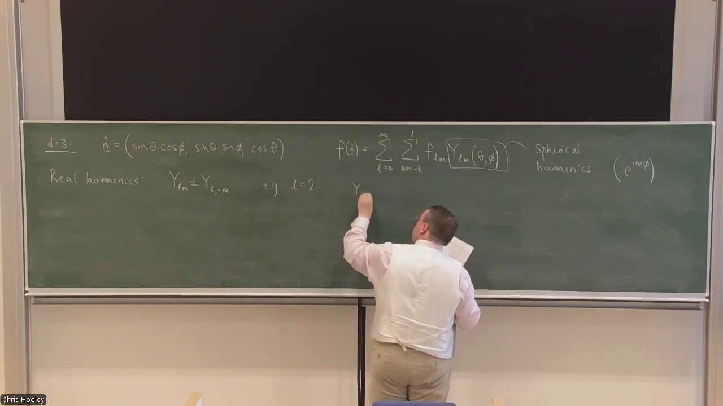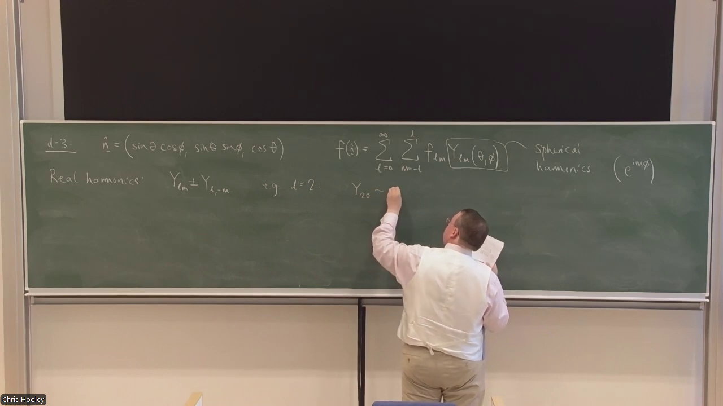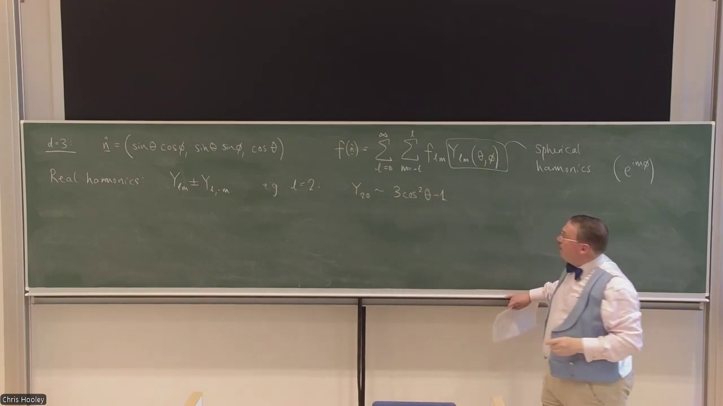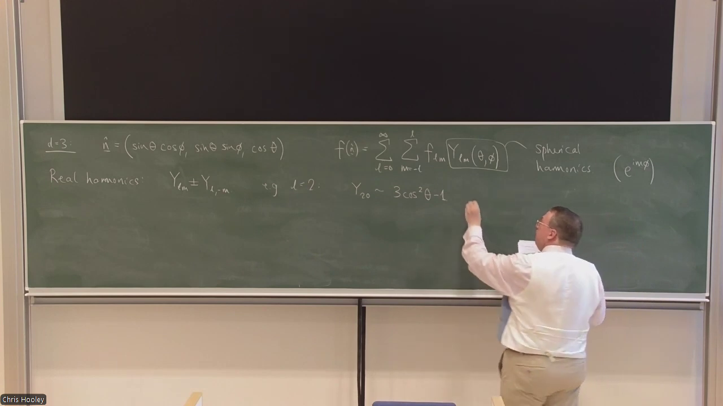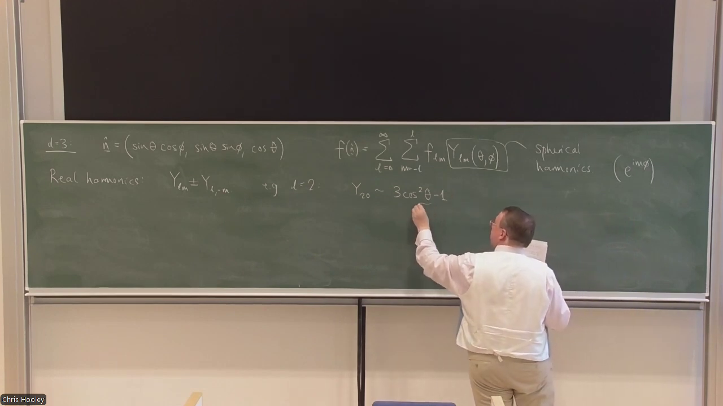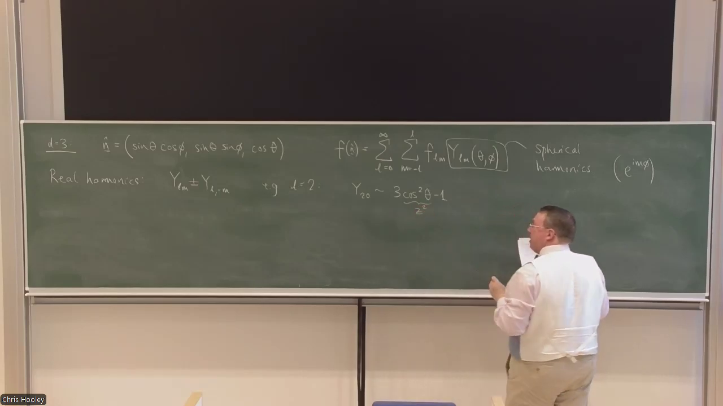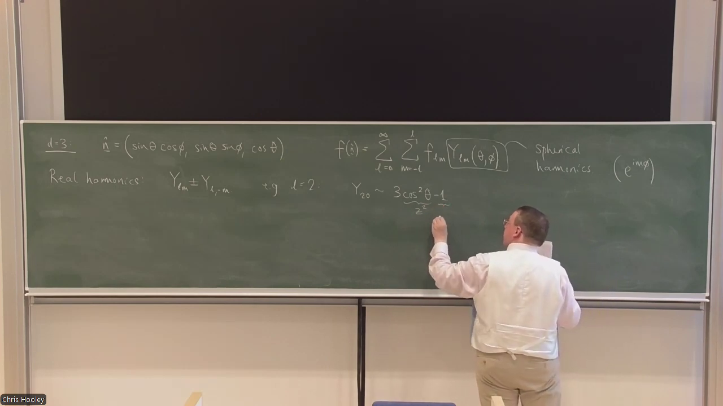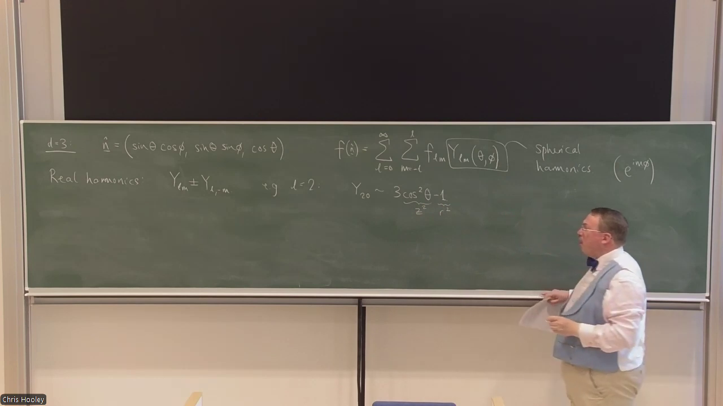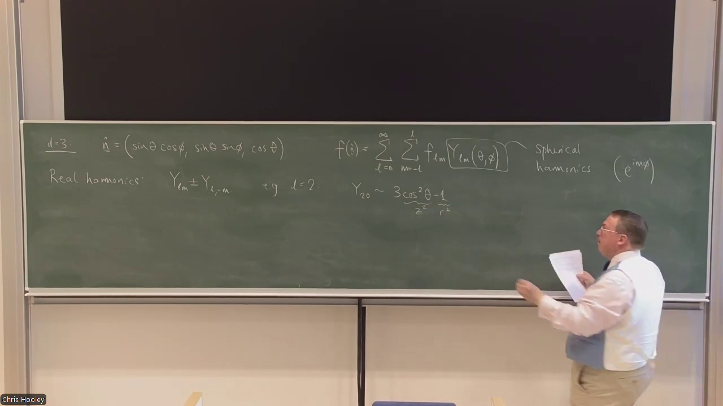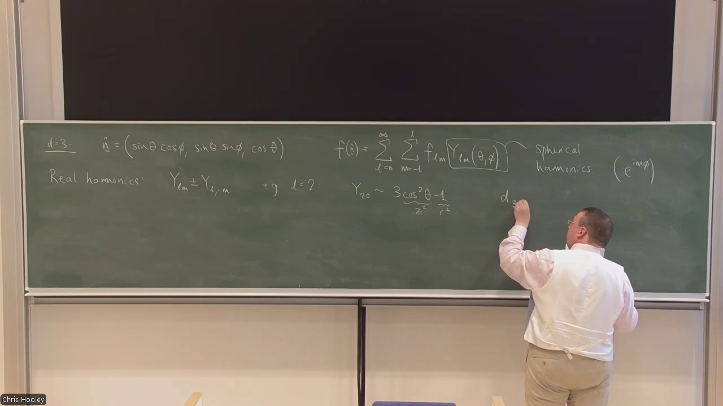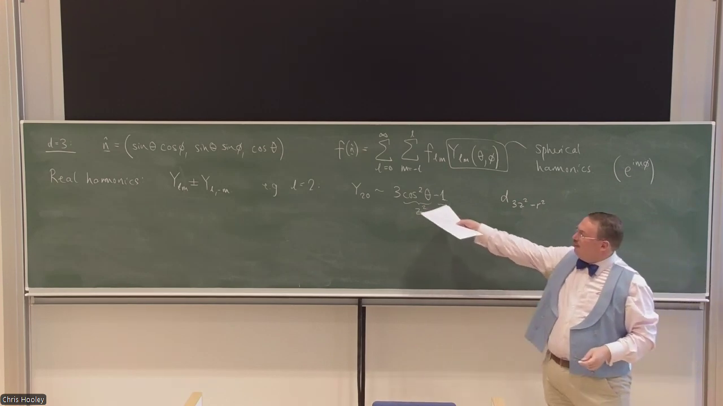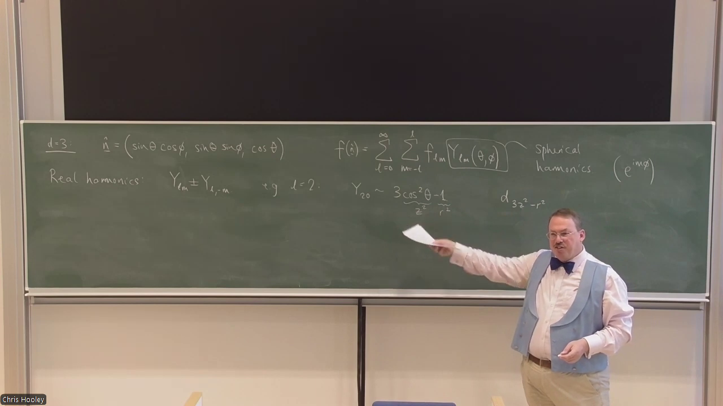So there's Y20, which is just the associated Legendre polynomial. That looks like 3 cos squared theta minus 1. And that cos theta has the same angular dependence as z. So cos squared theta looks like z squared. This is isotropic, so people write it as r squared, right? Because it has no angular dependence at all. And so this function is called d 3z squared minus r squared, because it vanishes when 3z squared minus r squared vanishes.